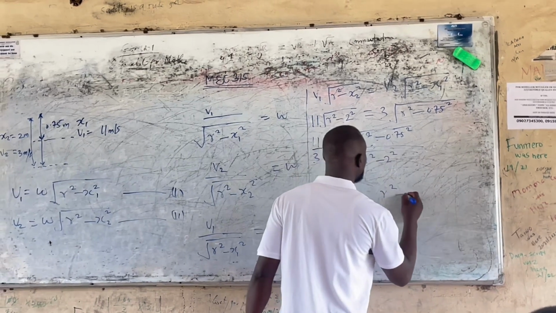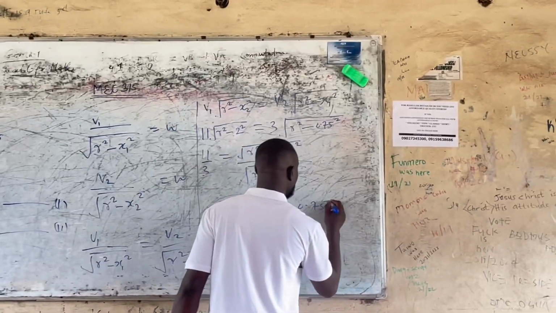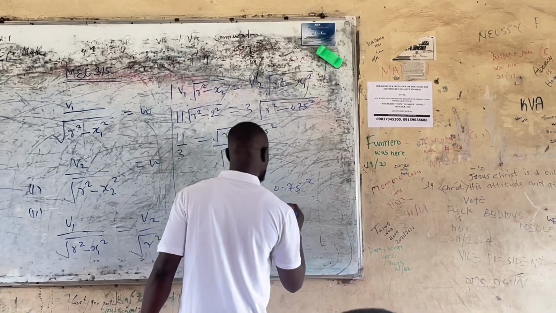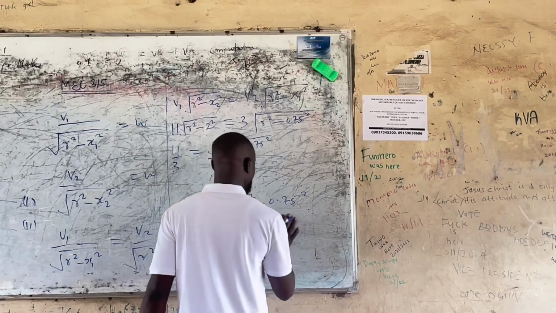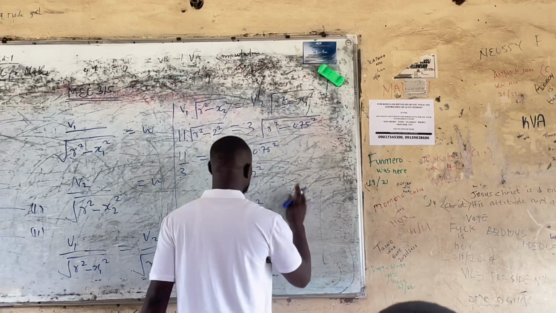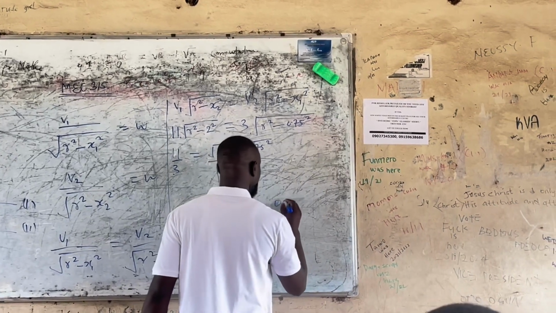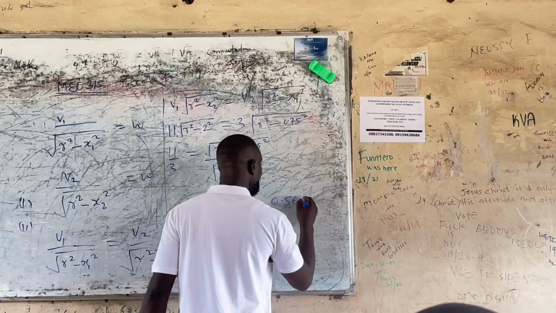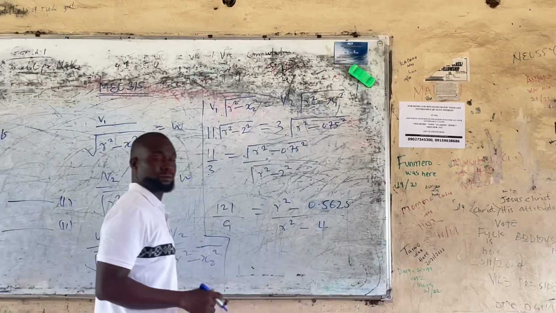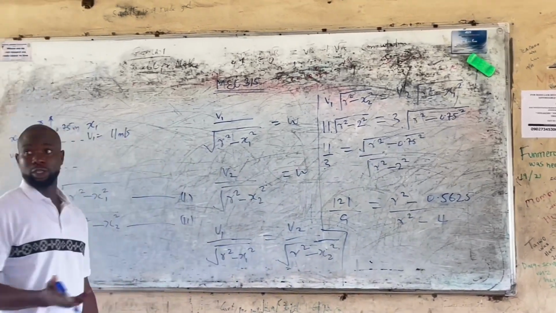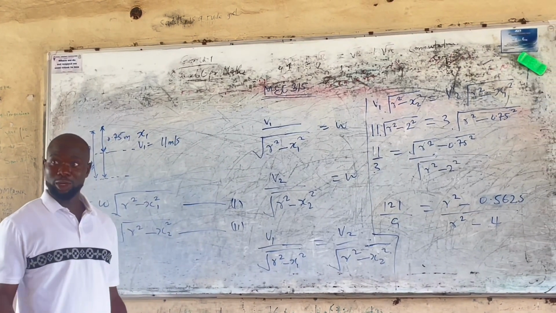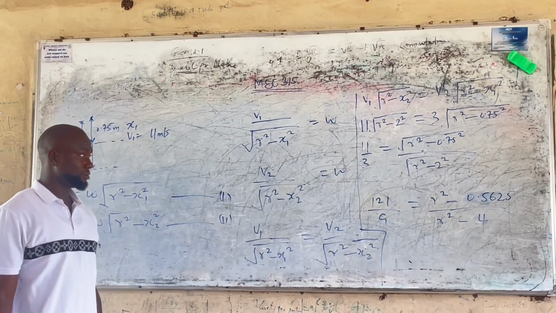R squared minus 0.75 squared, all over R squared minus 2 squared, which is 4. Yes. 0.75 squared is 0.5625. Okay, from here we can get R. It's easy. You just cross multiply now and we get our R.